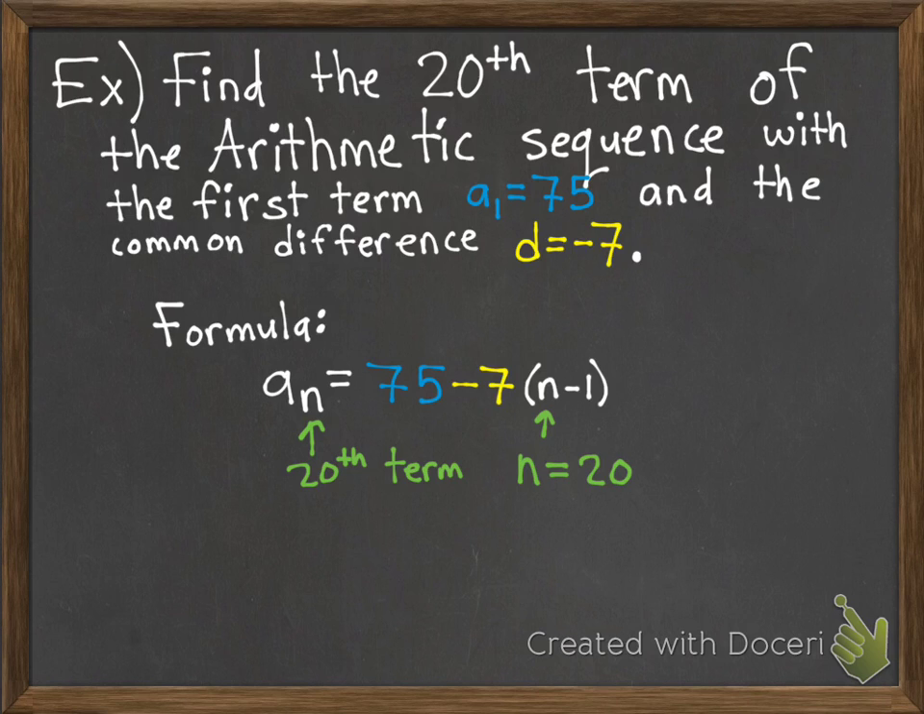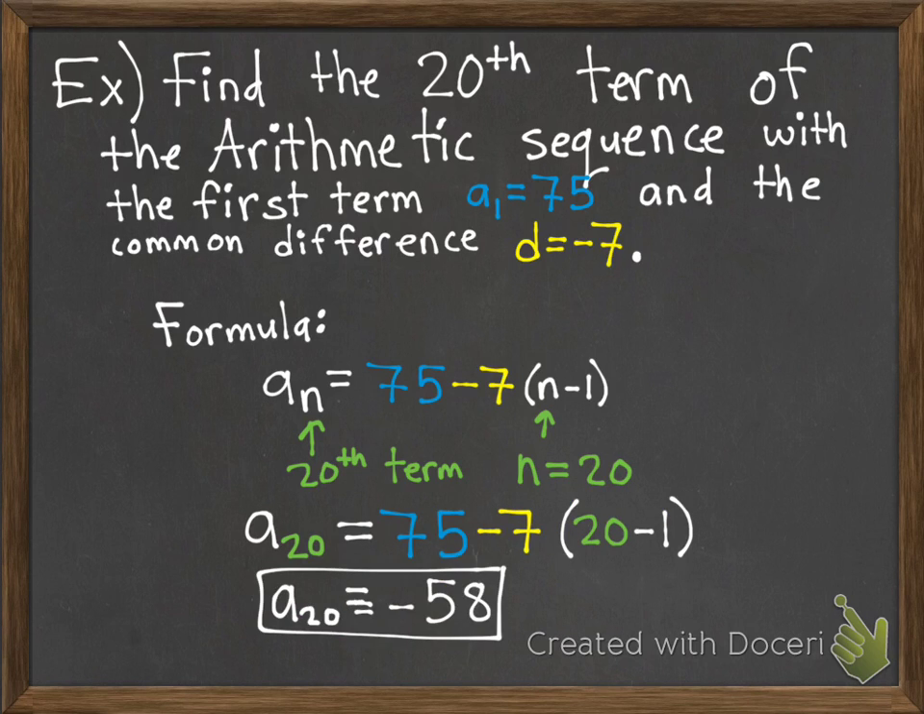I want to find the 20th term, so after I create my formula, I'm going to plug in 20 for n. That means that the 20th term is equal to 75 minus 7 times (20 minus 1) in parentheses. If I do the math, my 20th term is going to be negative 58.